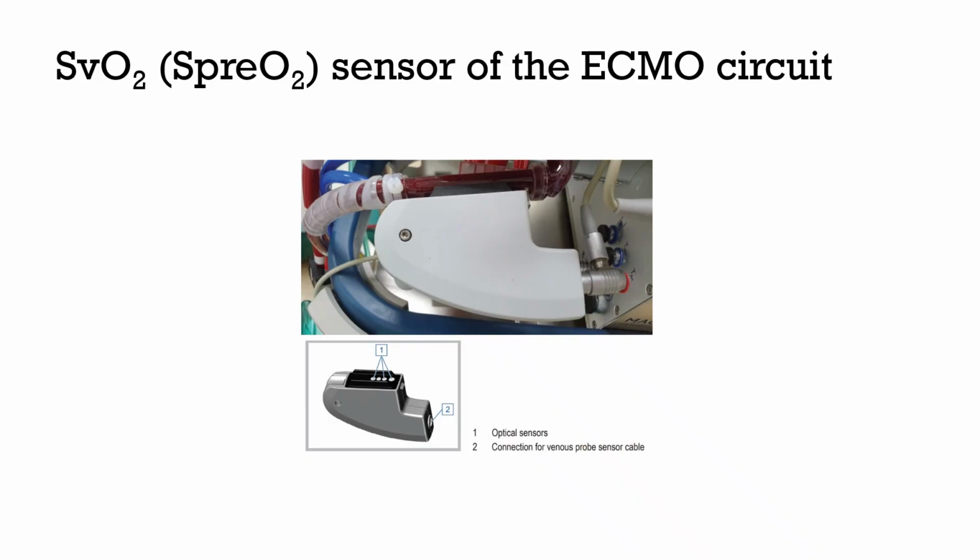Another important part of the circuit is the SvO2, or pre-oxygenator sensor of the ECMO circuit. It's an optical sensor. This is the optics, and the connection is put on the venous probe sensor cable, placed at the entry of the blood into the oxygenator.